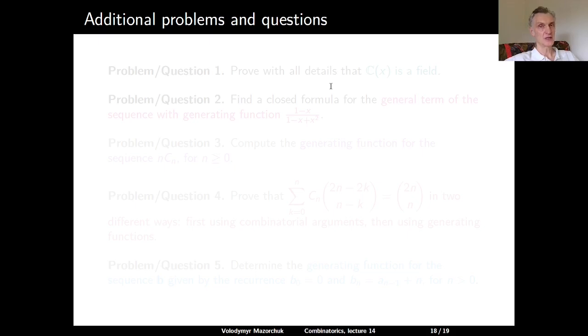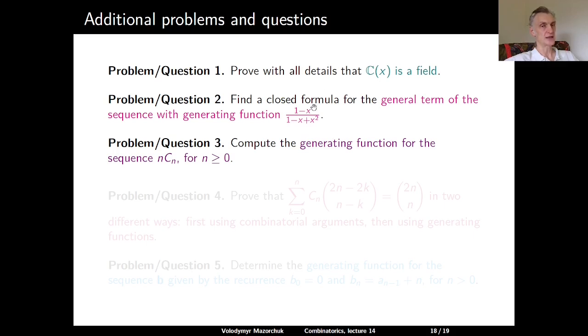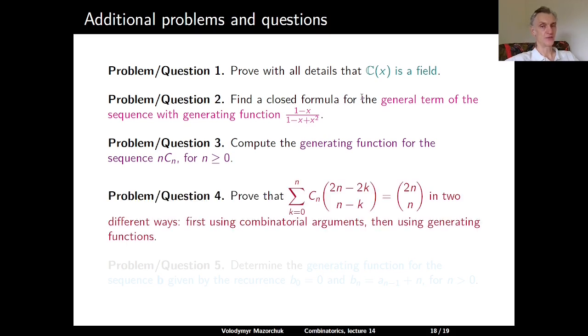Some additional problems and questions at the end. Problem question 1. Prove with all details that C(x) is a field, that rational functions form a field. Problem question 2. Find a closed formula for the general term of the sequence with generating function 1 minus x divided by 1 minus x plus x squared. Problem question 3. Compute the generating function for the sequence n times cn, the Catalan number, for n greater than or equal to 0.